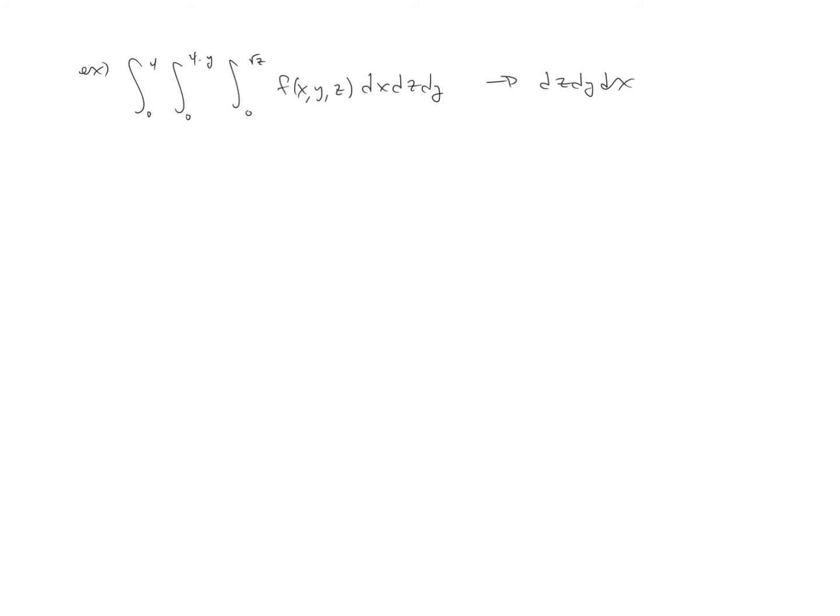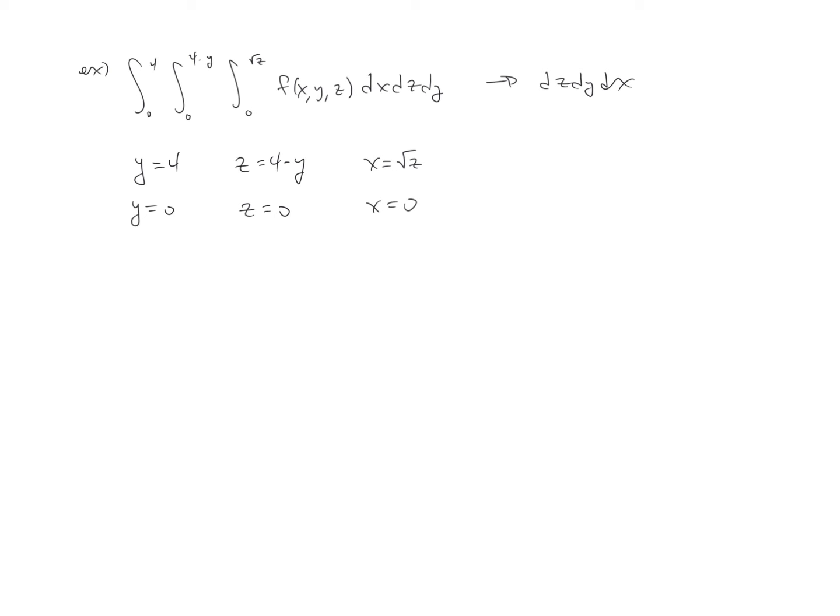And so the first thing that you can see on the outer integral is that y would equal 4 and y would equal 0. On the middle integral, z would equal 4 minus y and z would equal 0. And on the innermost integral, we'd have x equal square root of z and x equal 0.